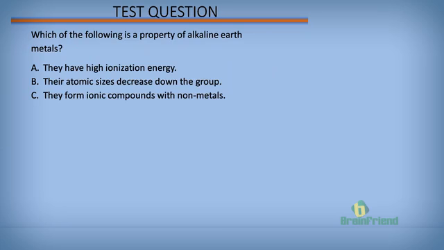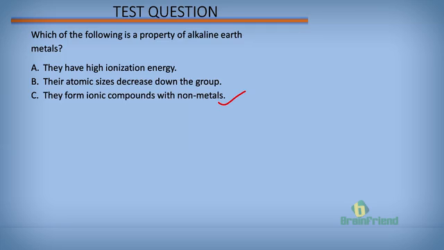Now, we'll just take a quick test to help us remember what we learned in this lesson. Which of the following is a property of alkaline earth metals? A, they have high ionization energy. B, their atomic sizes decrease down the group. C, they form ionic compounds with non-metals. Well, the correct answer here is C.